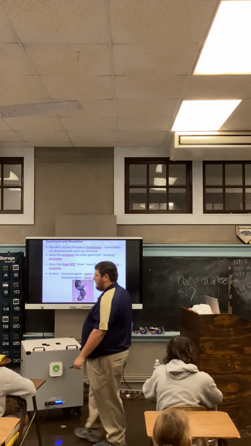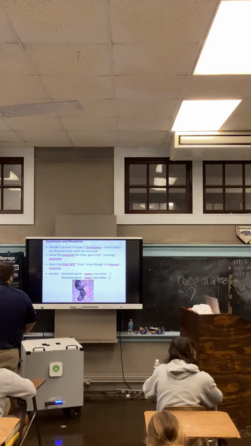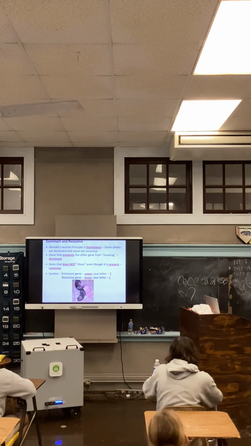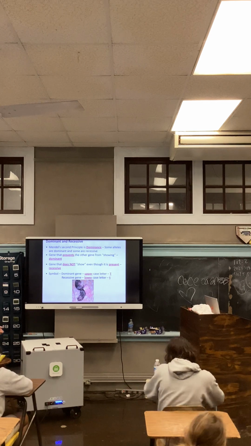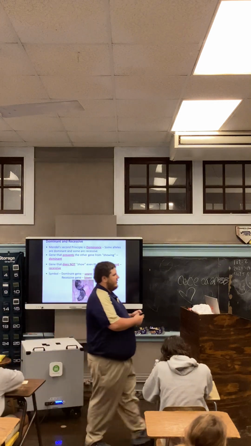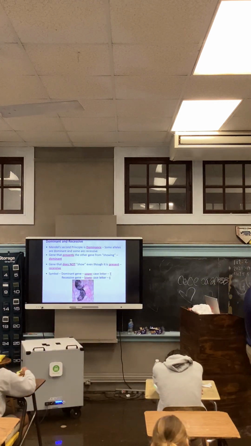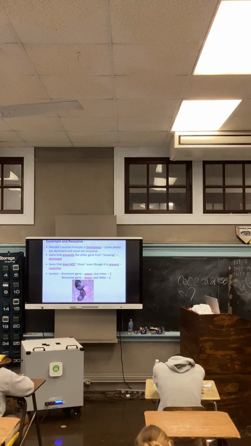So we said dominant is what's shown, recessive is what's not shown, and then dominant genes are uppercase letters, t is a lowercase letter. I would write just what I did right there in your notes. That covers everything. Dominant is shown, recessive not shown. Dominant is big letters, recessive is little letters.